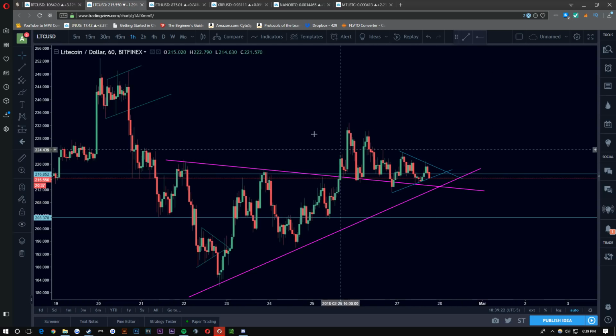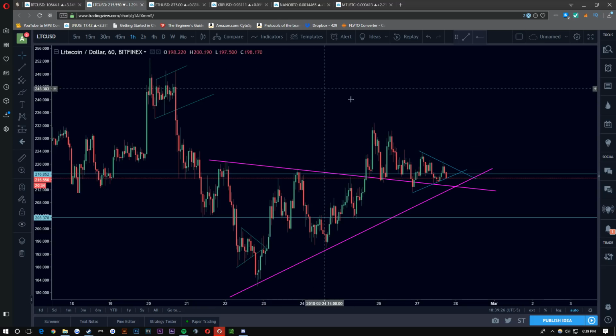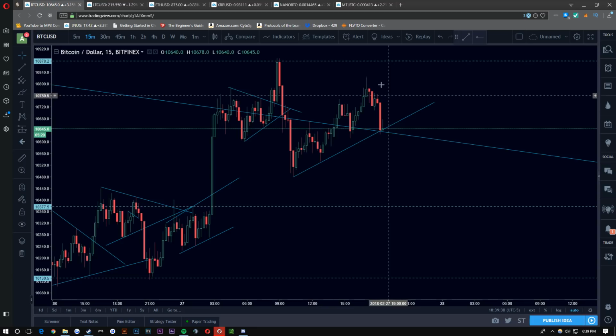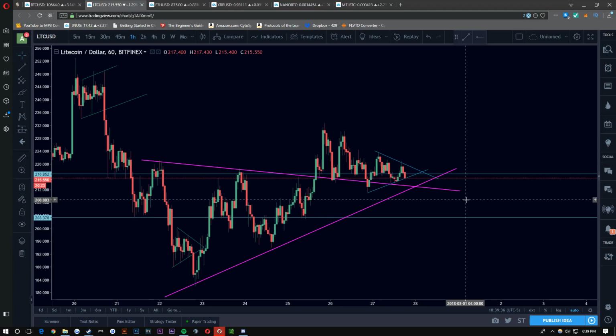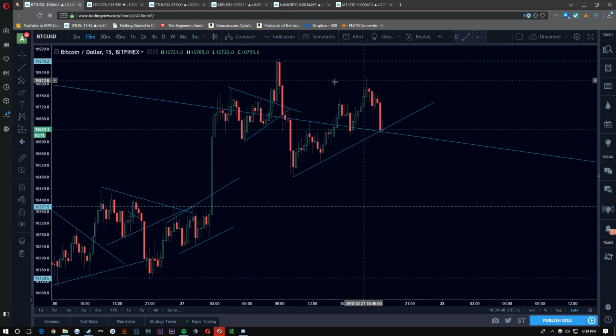Yeah, I don't know what to think of this anymore. It's kind of just moving sideways. It broke out of the triangle, and now it's just moving sideways, and Bitcoin seems to be taking the lead. I don't know if this is a key indicator of what's to come. I don't know if that's important.